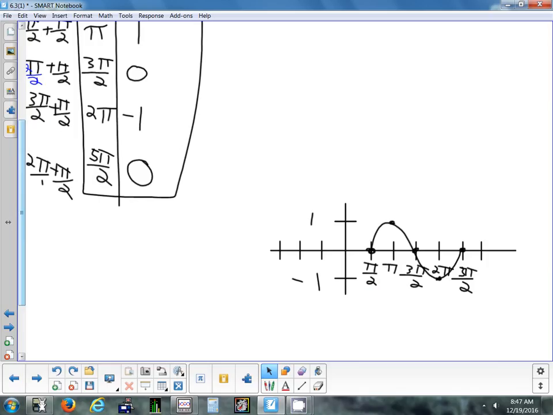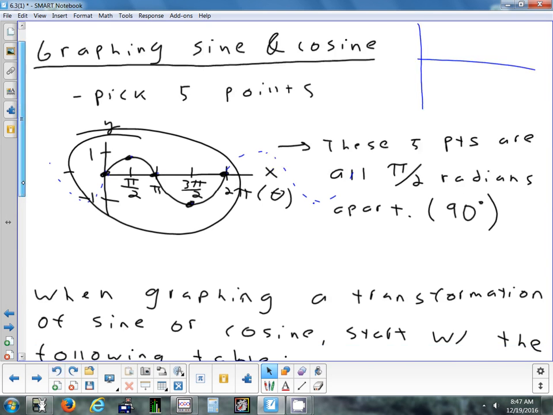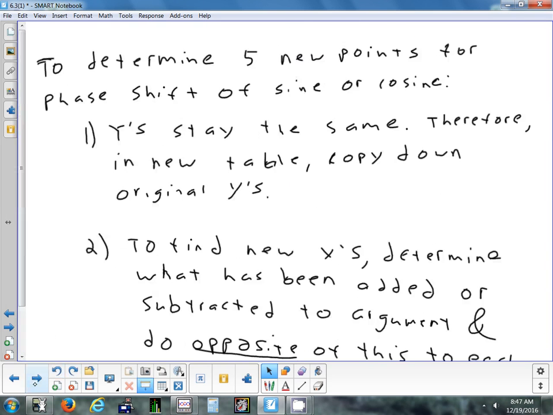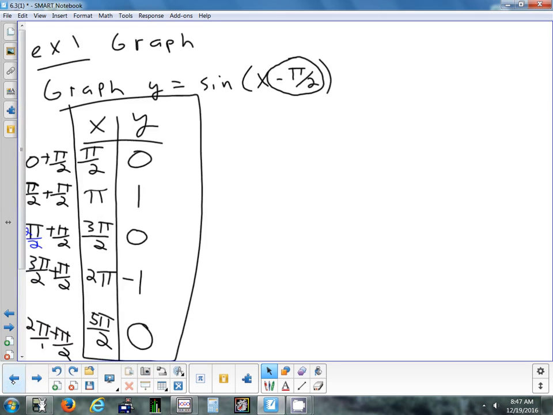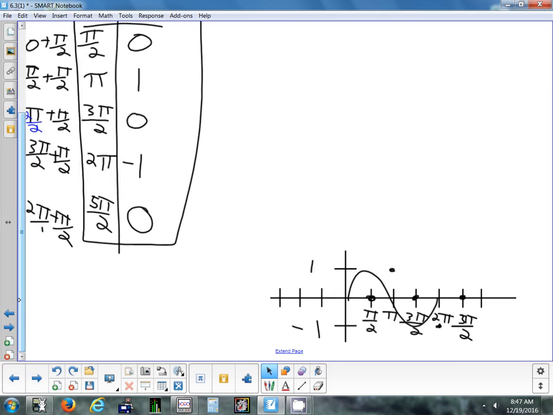Okay, so that's the final graph. The original graph would have gone 0 to 2 pi. So we shifted it to the right. Okay, any questions on that?